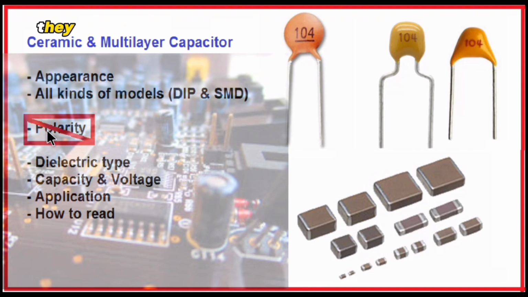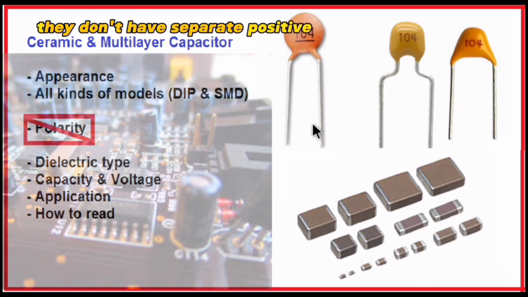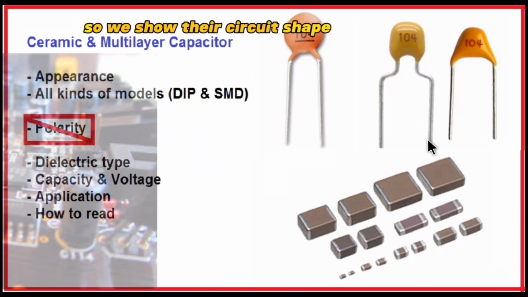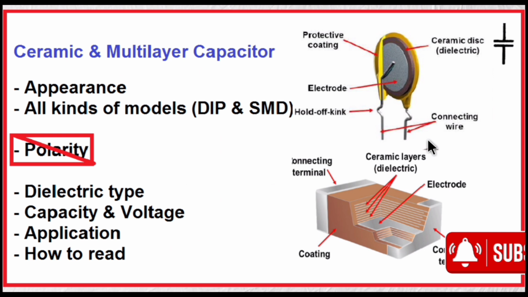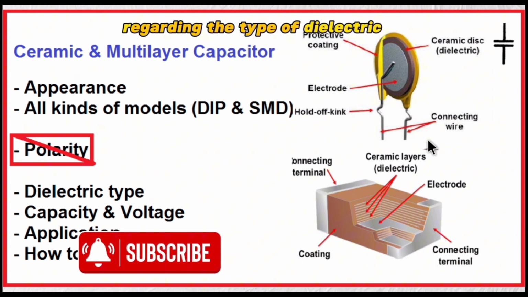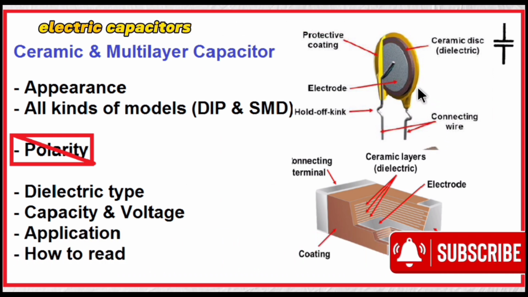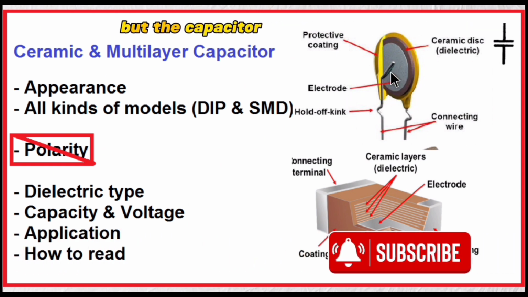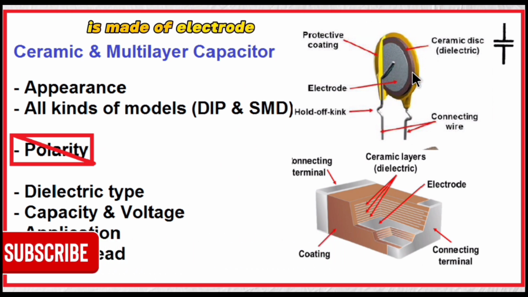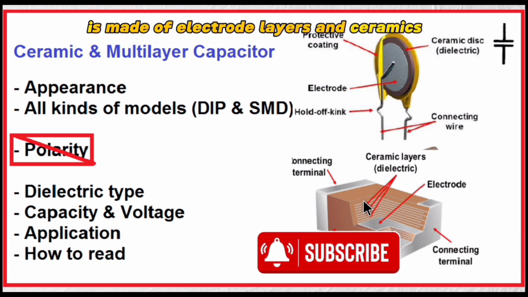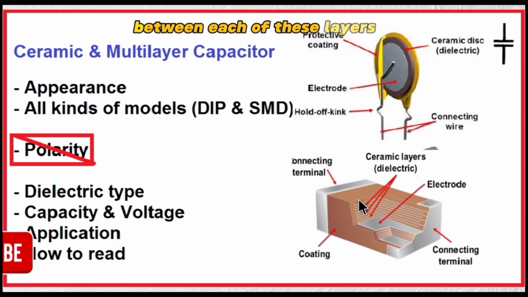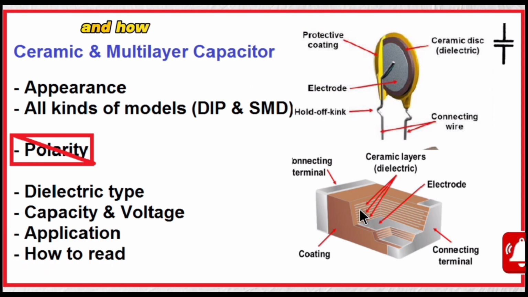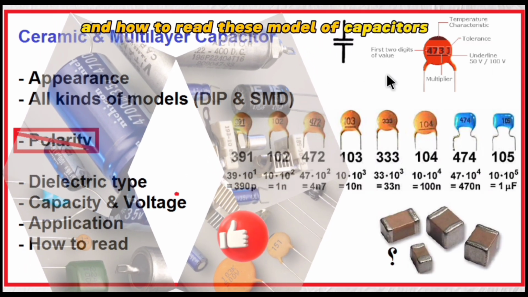That is, they don't have separate positive and negative bases. So we show their circuit shape in this way. Regarding the type of dielectric, I said that the ceramic dielectric capacitors have ceramic plates in the middle, but the multilayer capacitor is made of electrode layers and ceramics. Between each of these layers, pay attention to the capacity and voltage and how to read this model of capacitors.